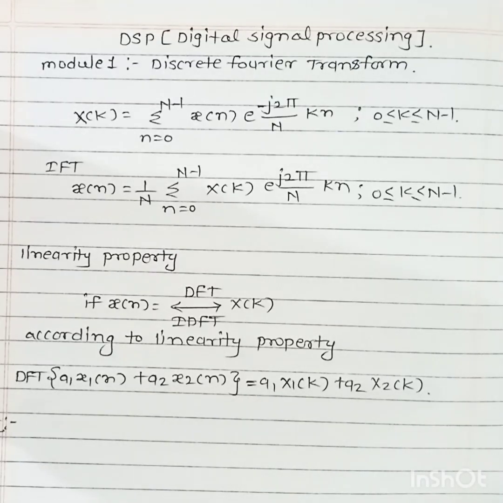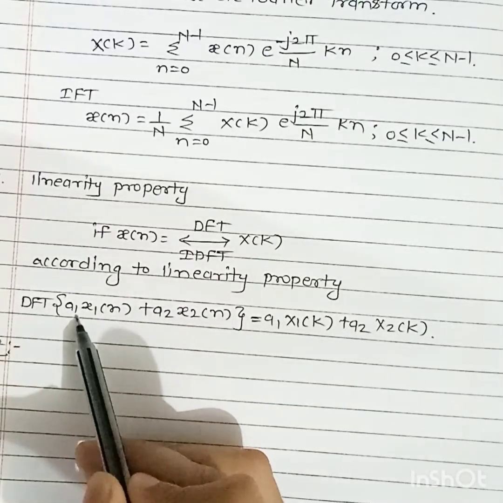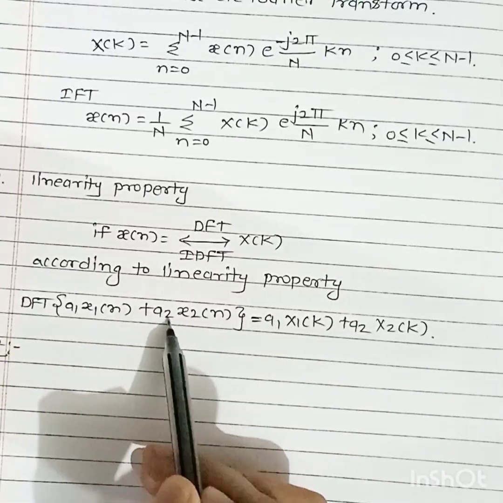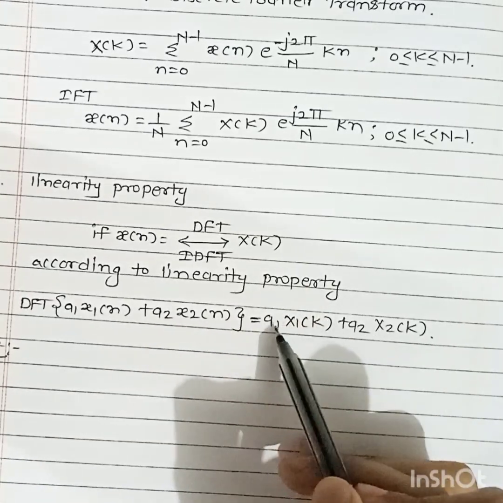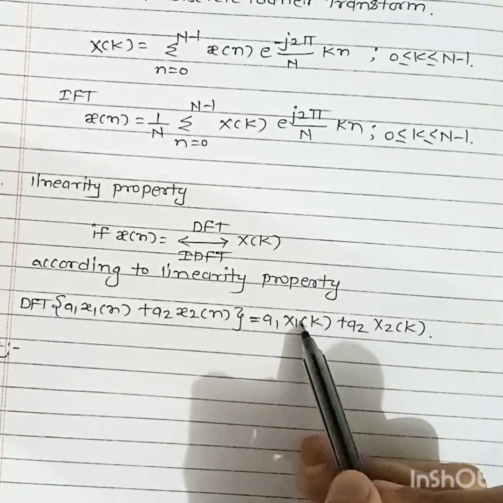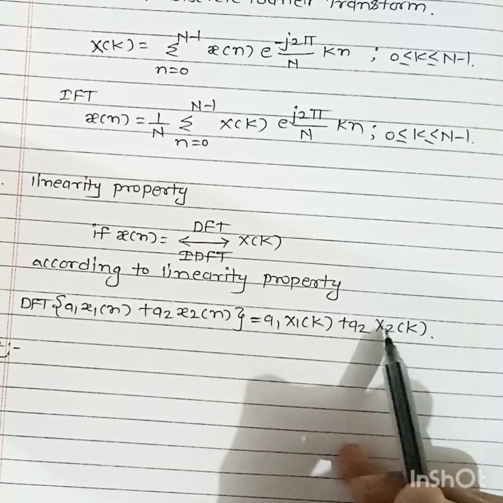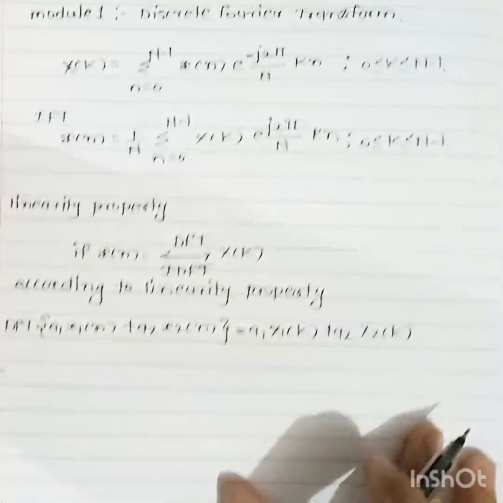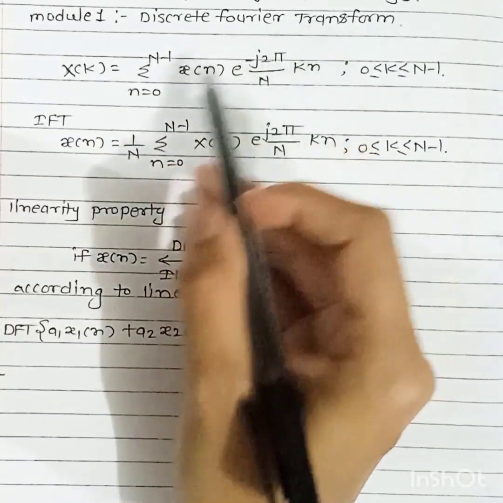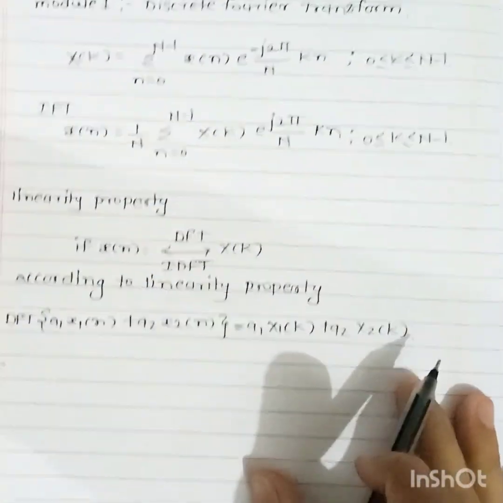Hello everyone. In today's video, we will see the first property of the discrete Fourier transform, that is the linearity property. The statement of the linearity property says that the DFT of a1 into x1 of n plus a2 into x2 of n should be equal to a1 into capital X1 of k plus a2 into capital X2 of k. Now, let's prove this property using the discrete Fourier transform formulas.